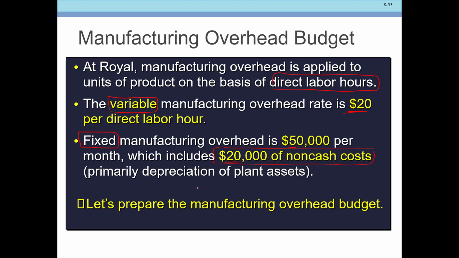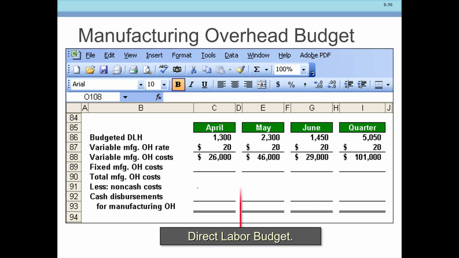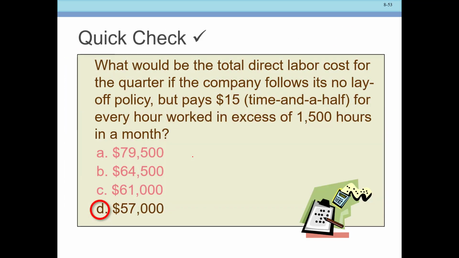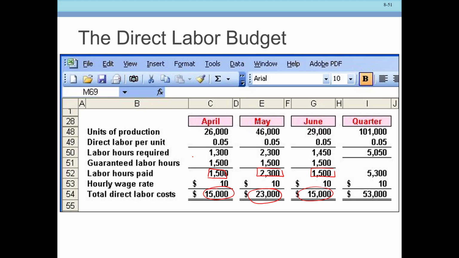So the budget will include two main parts. What are the 2 main parts? The 2 main parts are the variable and the fixed. He said that the variable part is depending on the direct labor hour. So I went back to the direct labor budget, and again pay attention, I used the actual hours, those ones.